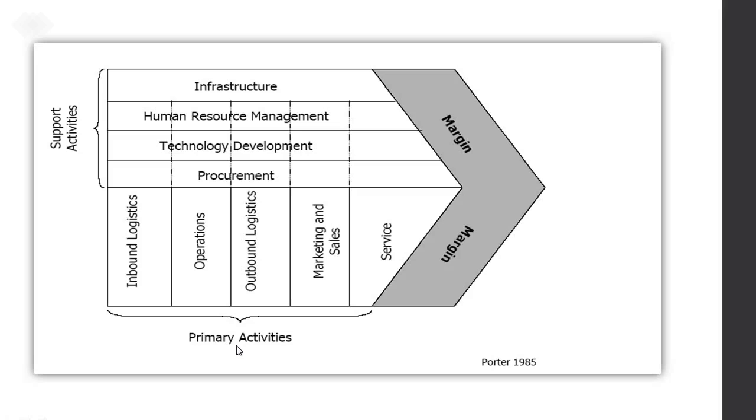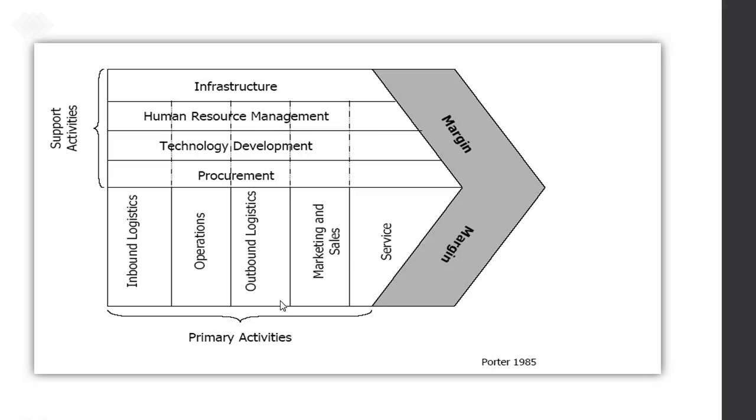In this diagram, you can easily understand that activities are classified into two types: support activities and primary activities. Primary activities include inbound logistics, operations, outbound logistics, marketing and sales, and service. Support activities, which support the primary activities, include infrastructure, HRM, which is human resource management, technology development, and procurement. These are all the activities described by Porter in 1985.